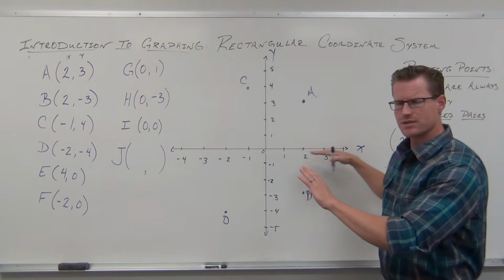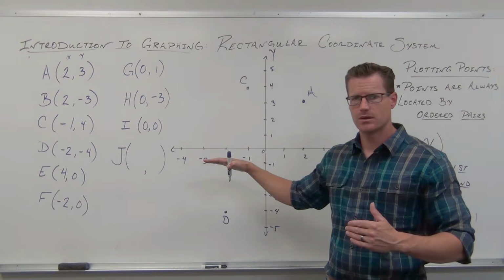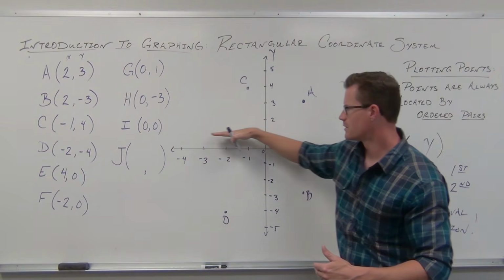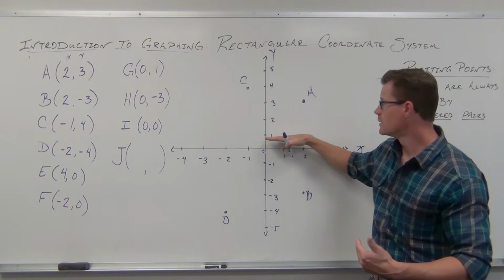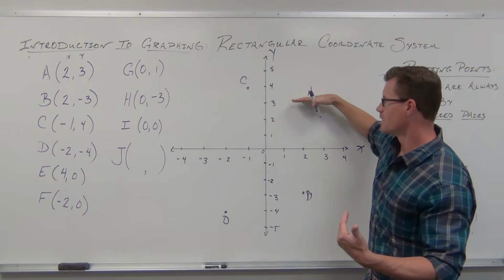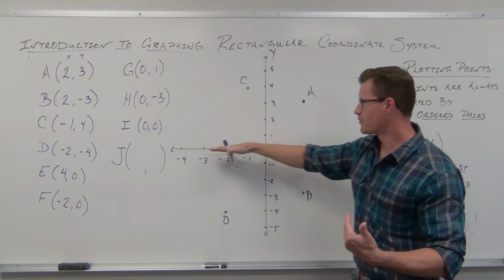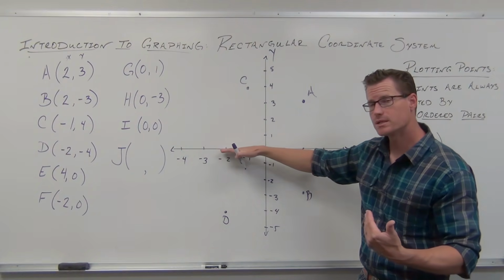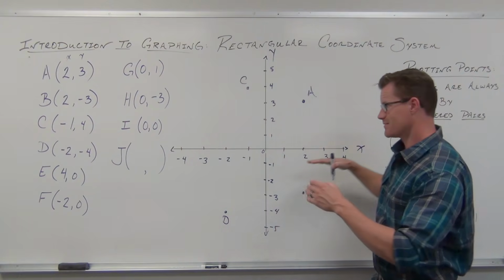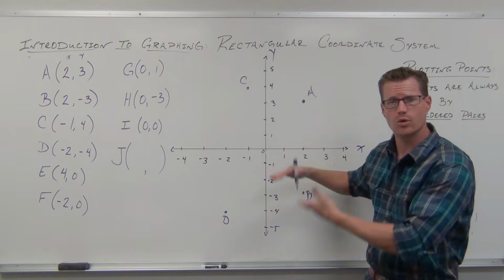So anywhere along the x-axis, you have a y value of 0. Anywhere along this height, you'd have a y value of 1. A has a y value of 3, doesn't it? It's at the height of 3. C has a y value of 4. It's at the height of 4. Every point along the x-axis has a y value of 0, because if these are perpendicular, all of these are going to be at the same height according to the y.